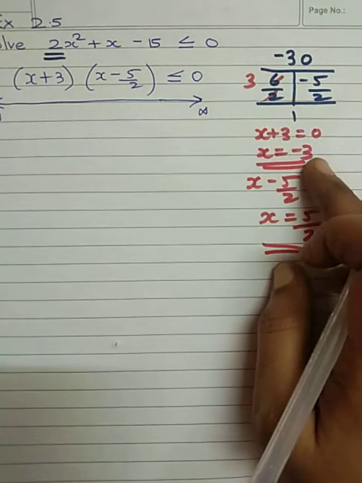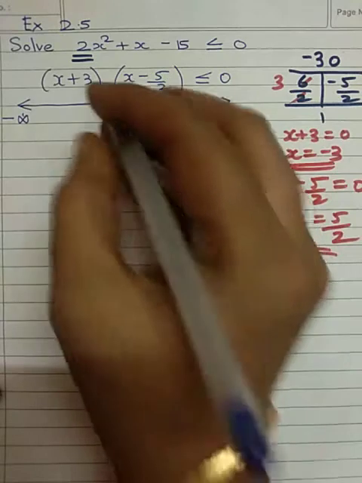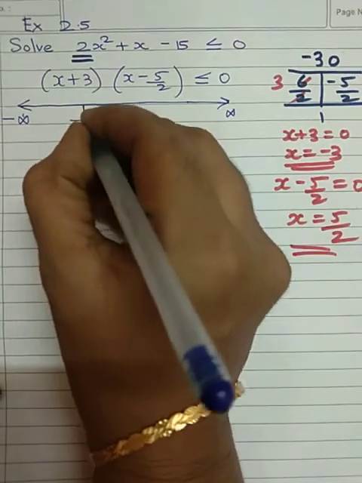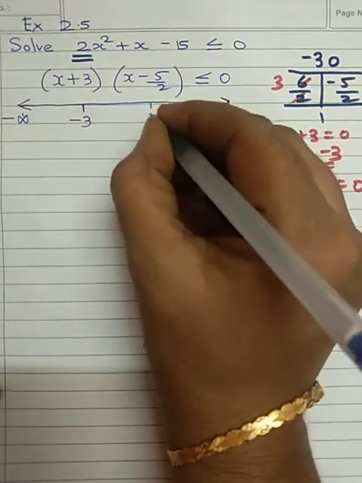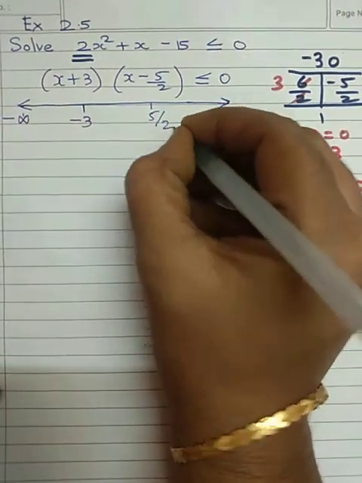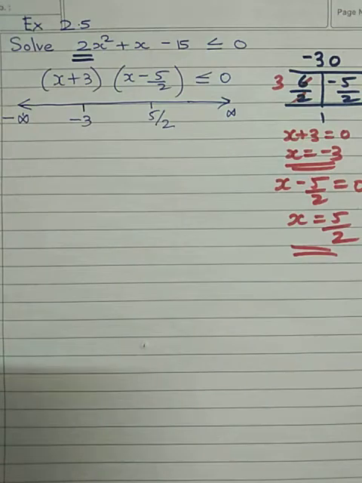We know negative numbers are less, so −3 should be marked on the left side. 5/2 is positive, so it is the greater number compared to −3. So mark it on the right side.